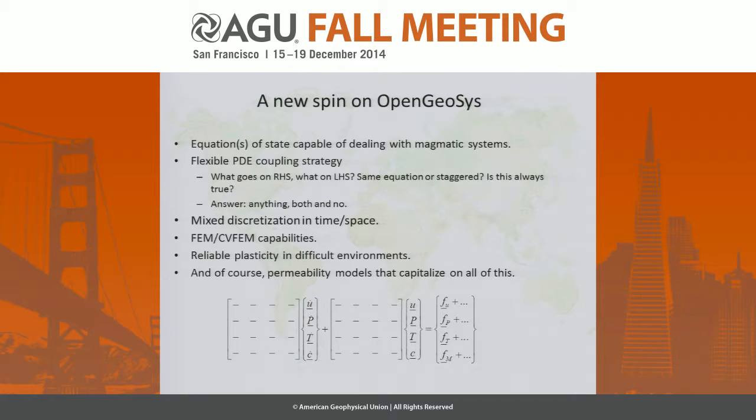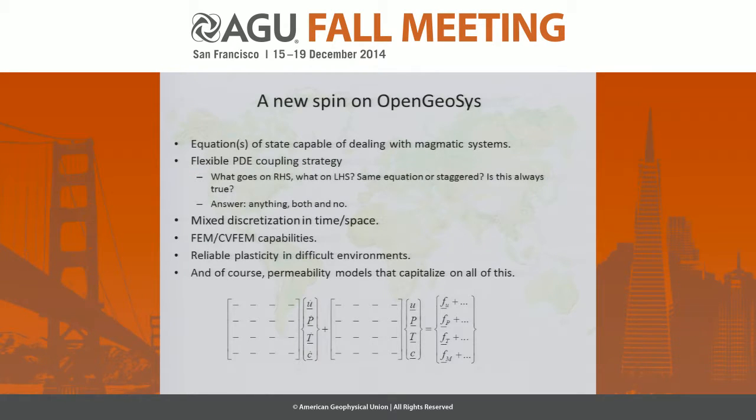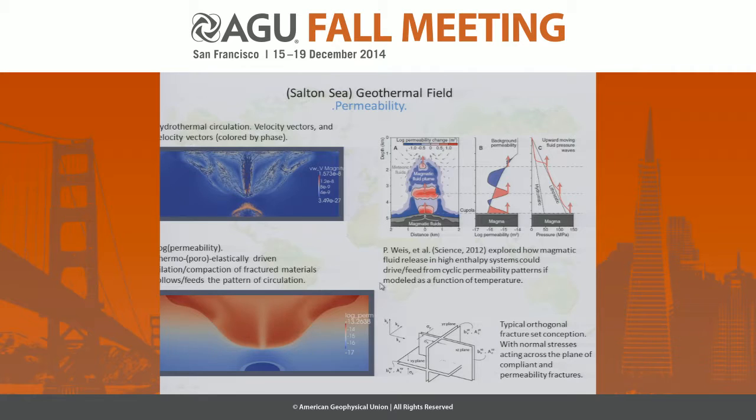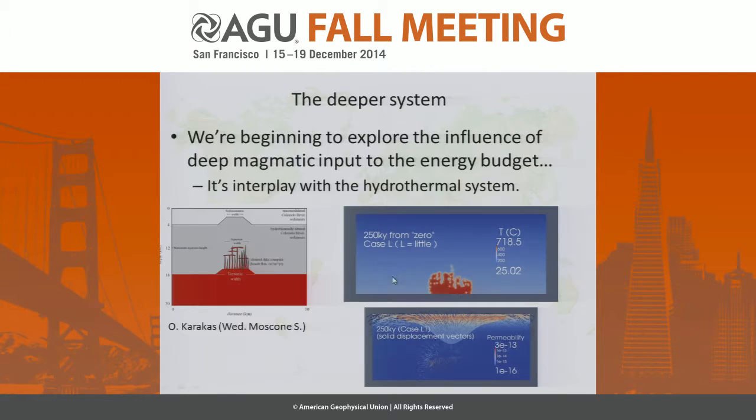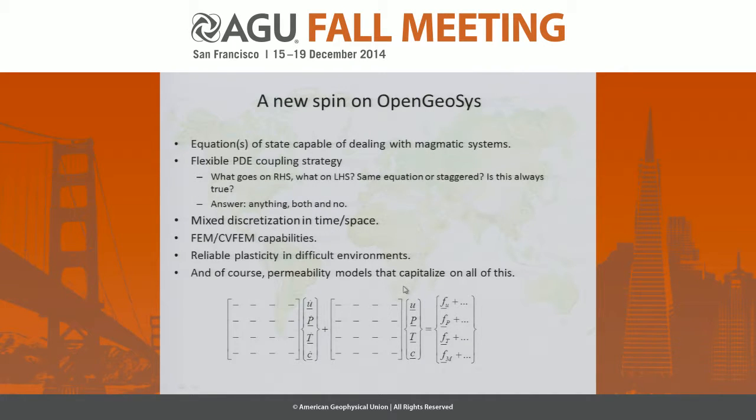So what I'm going to do now in my last couple of minutes is introduce a new model. This is a new spin on OpenGeoSys for those of you who are familiar with that. And in order to look at all of these types of systems that I've shown here, if you go all the way back to these high enthalpy magmatic systems, these very complex equations of state, in addition to the complex mechanics that are involved in all of these systems as well, we had to make some modifications. So the equations of state are capable of dealing with a magmatic system, so going to very high temperatures.